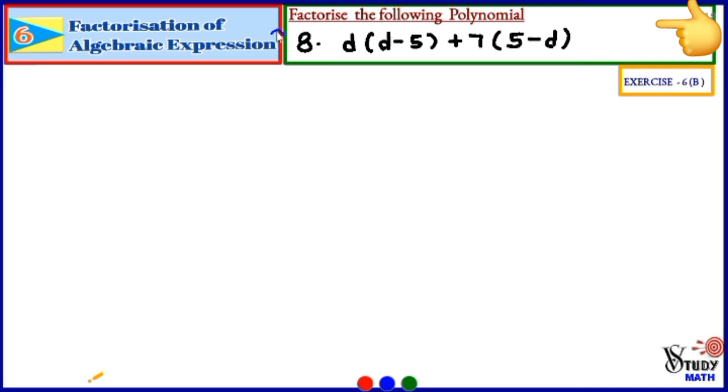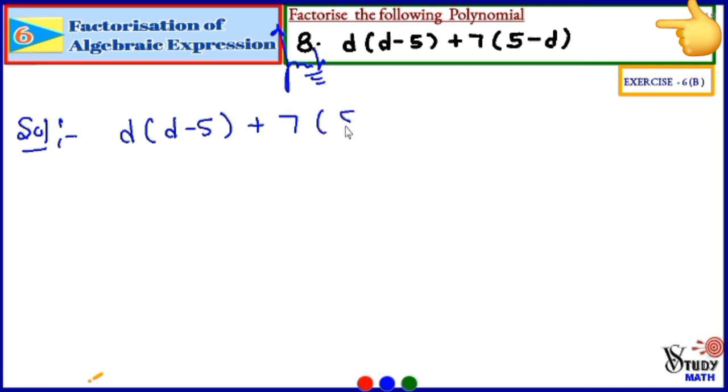It is a very important problem because it has some twisting concept here. Let's solve this question. We have d(d - 5) + 7(5 - d). This binomial and this binomial have the same values, but the position of values is different. In the first term it is d - 5, but in the second term it is 5 - d. So it is not the same.